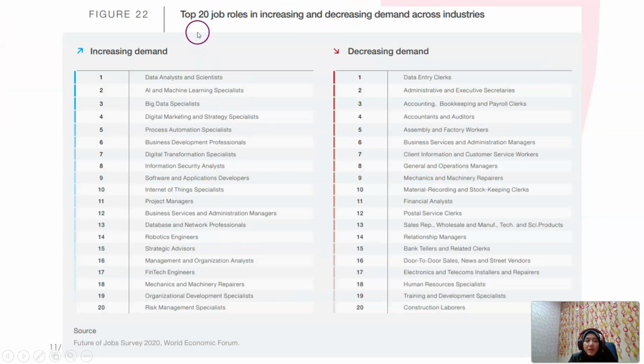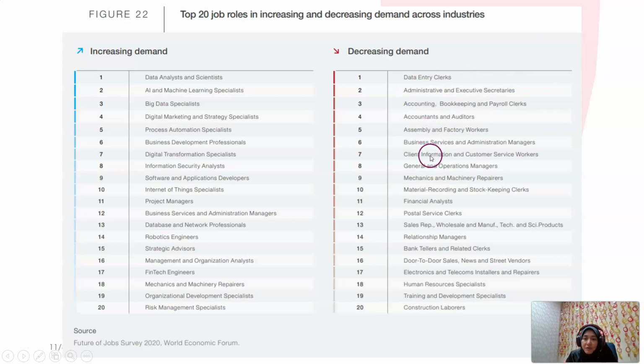Next, I want to share with you the top 20 job roles in increasing and decreasing demand. If you look at decreasing demand, there are data entry clerks. You can imagine that in the future, by 2035, most of the processes will be digitalized, so maybe we will have a system that can replace data entry clerks. That is the drawback, but actually we will have new job scopes, such as administrative roles and so on.